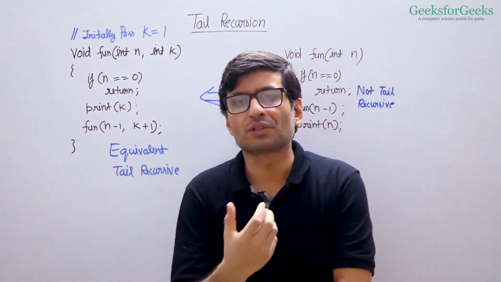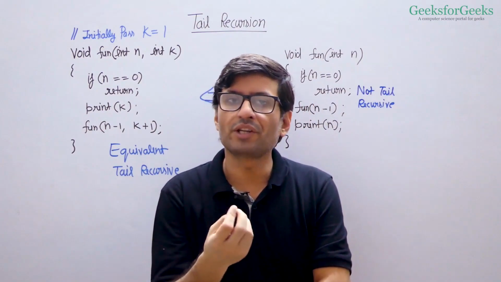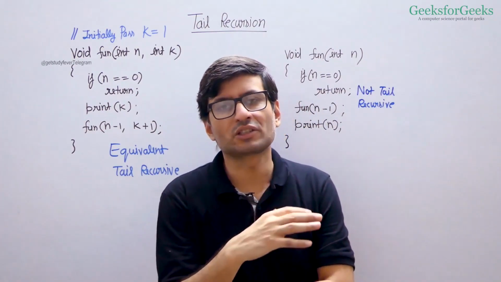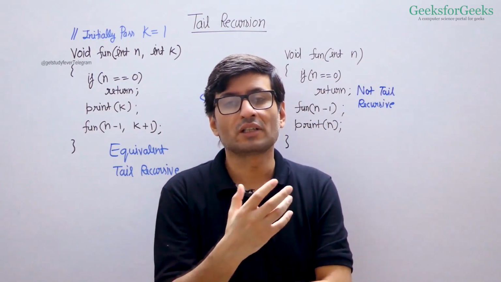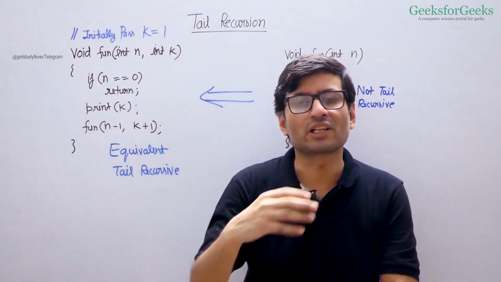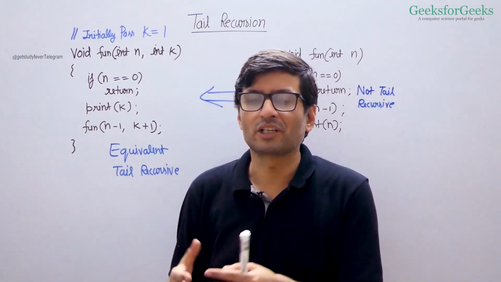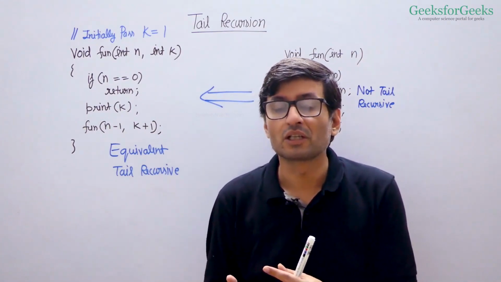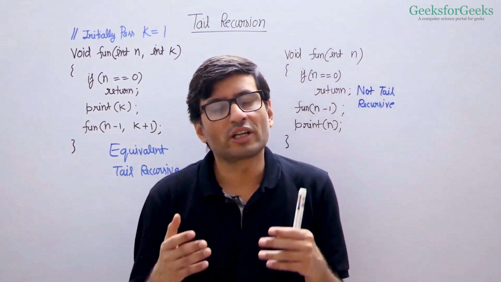Now a quick question for you. Can we convert every non-tail recursive function to a tail recursive function? The answer is no. You can't simply convert every non-tail recursive function to tail recursive by adding extra parameters. For example, merge sort and quick sort.